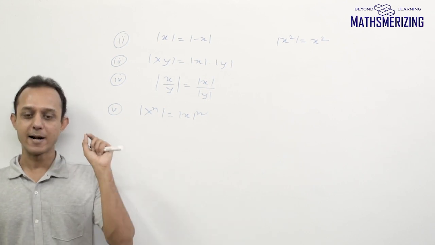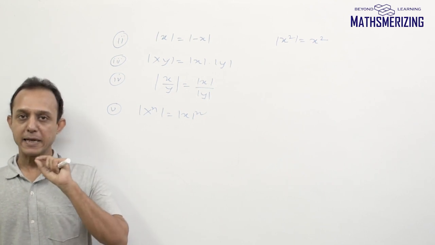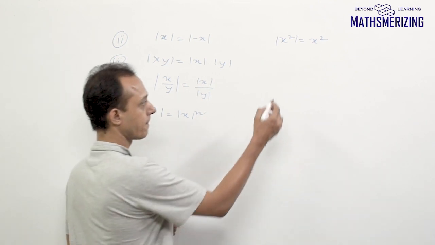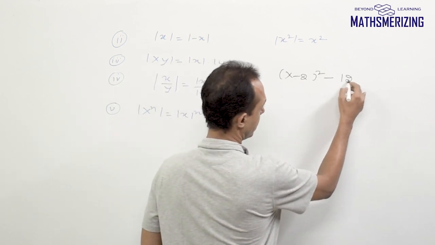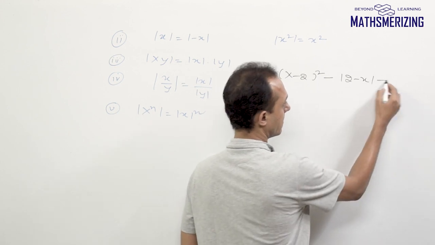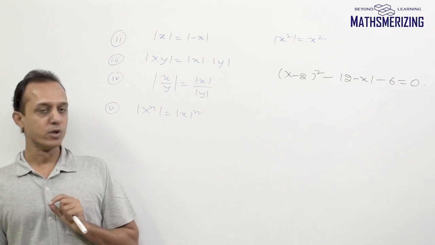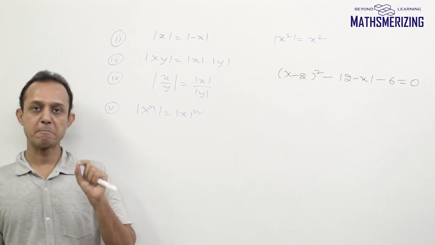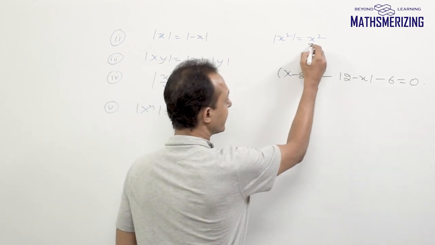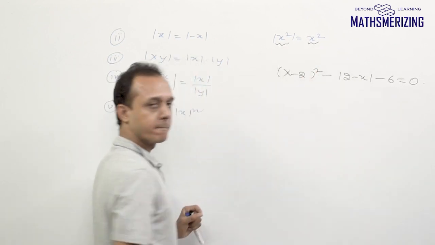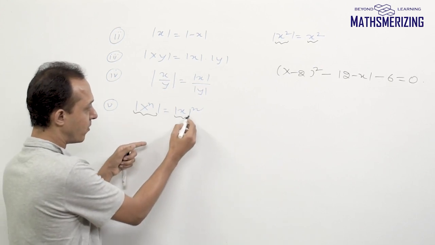So what I'll do is take an example. Say, for example, I need to find the sum of real roots of the equation x minus 2 whole square minus mod of 2 minus x minus 6 equals 0. Now I can write x square as mod of x square, and x to the power n, I can also write as mod x to the power n.